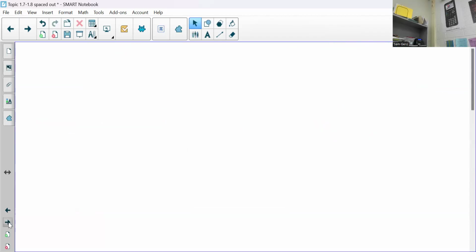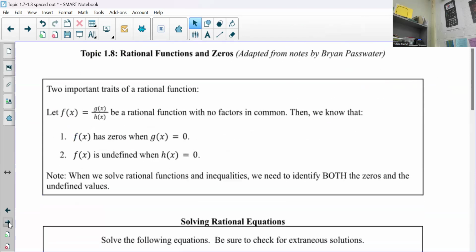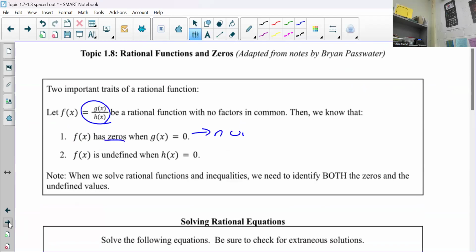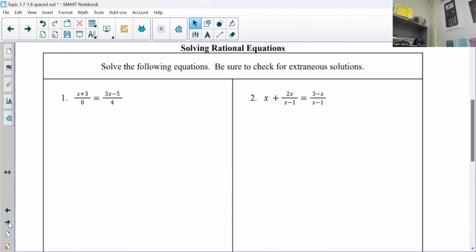Now, we're going to talk about 1.8. 1.8 is talking about zeros and how to find zeros. Again, it's a rational function. You have a 0 when the numerator equals 0, when g of x equals 0. You are undefined when the denominator equals 0. So the denominator equals 0, you're undefined. Numerator equals 0, you're at 0. We are going to solve these. You're going to identify both the zeros and the undefined values.